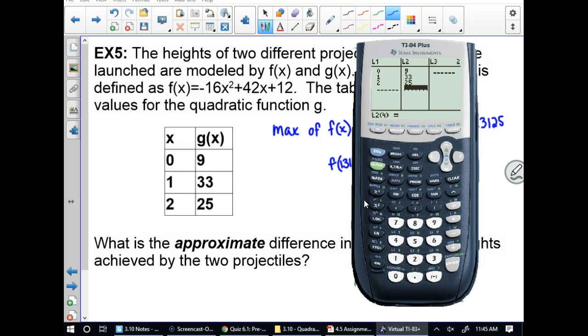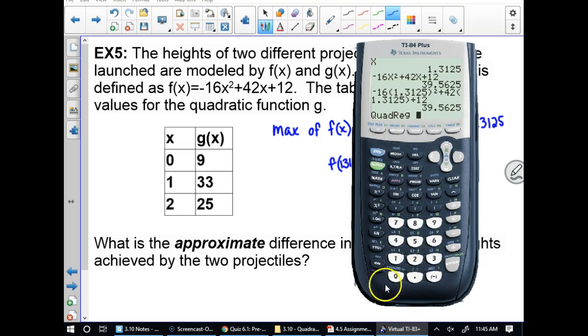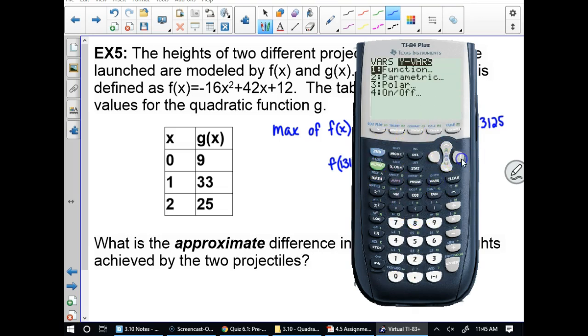Okay, then to get the regression, we're going to do stat, over to calc, number 5. Now, before we hit enter, we really want to store this in y equals, because that's how we're going to find the maximum. So we're going to do vars, over to Y-vars, enter, enter, enter.